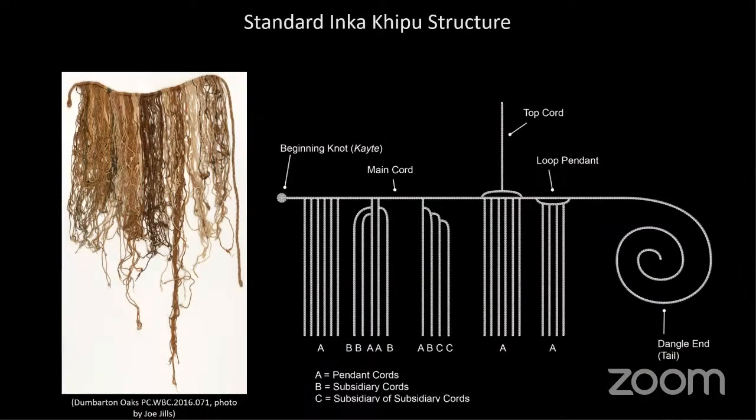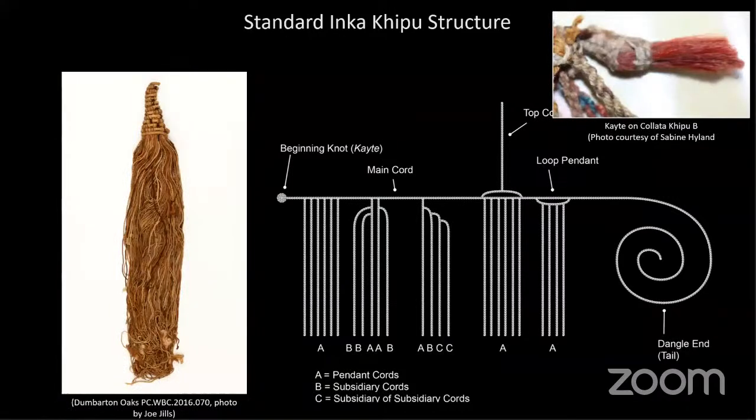The most common type of Inca Khipu, sometimes called the pendant or standard Inca Khipu, has a main cord that begins with a knot called a kaite and ends with a long dangle end or tail. And here's an example of such a Khipu at Dumbarton Oaks. Kaites are like the one shown here from the site of Coyata. It's a post-Inca Khipu.